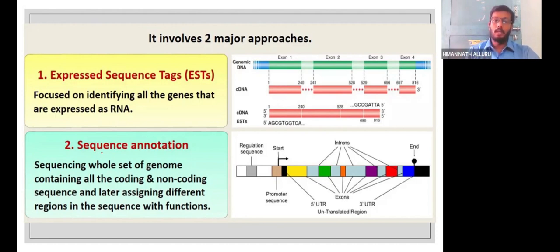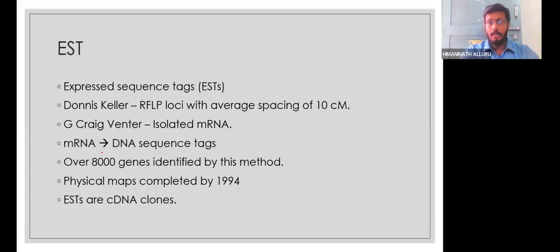Whereas in sequence annotation, they will not go with such a thing. They will isolate bulk DNA, whether it's coding, non-coding, a mixture of exon and intron. Then after they express it in bacteria, they will assign the job for different protein features. I have put this a little more elaborately for your consideration, for your ease.